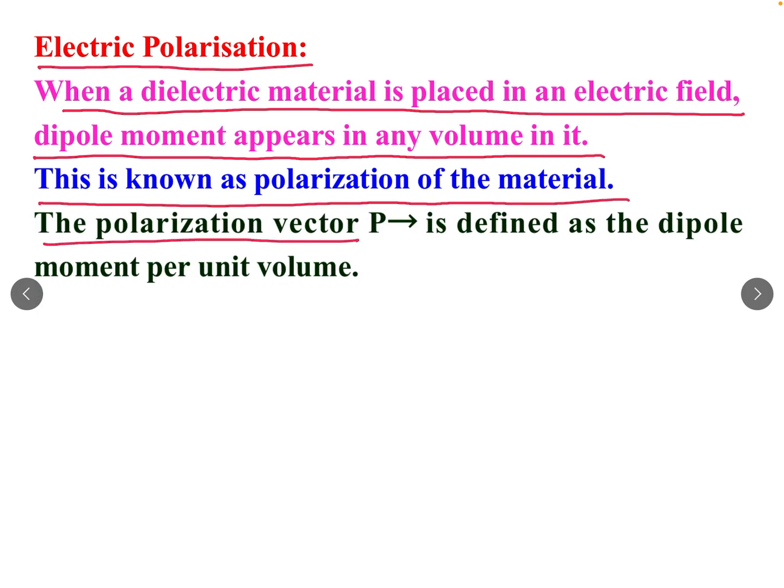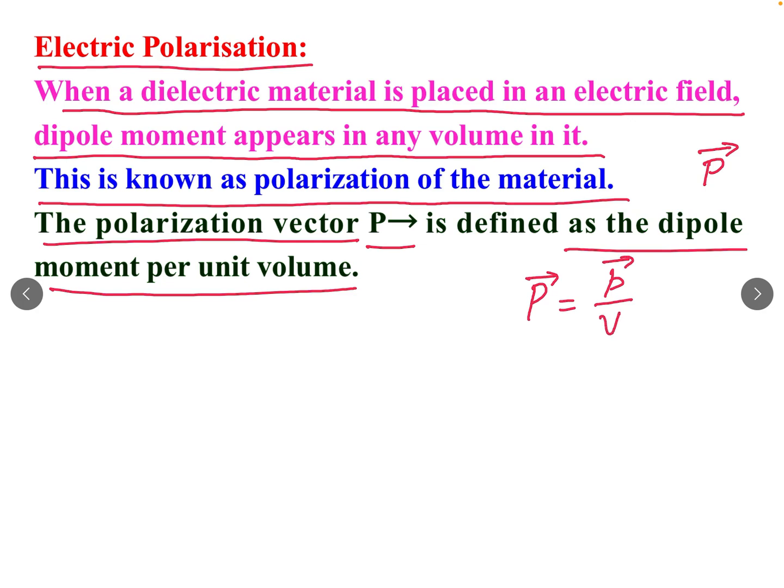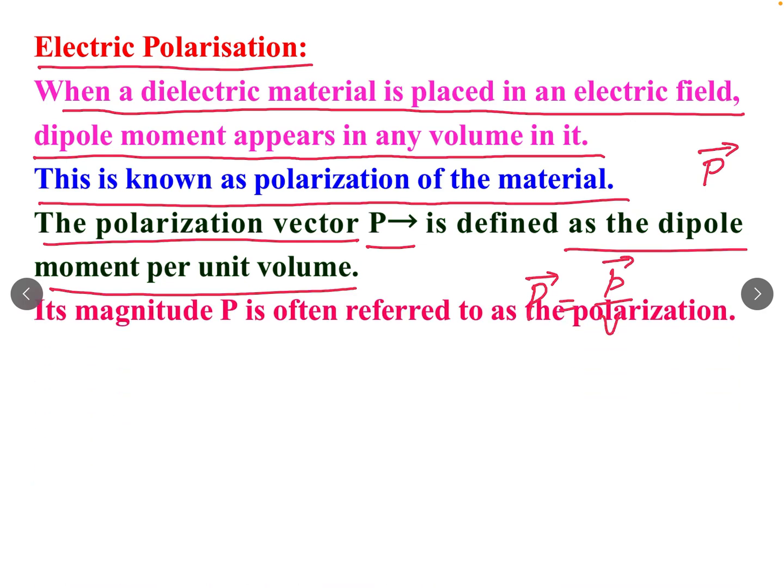The polarization vector, we can write it as P vector. Polarization vector P is defined as the dipole moment per unit volume. So P vector is equal to dipole moment developed per unit volume. This is the formula. In its magnitude, P is often referred to as polarization.